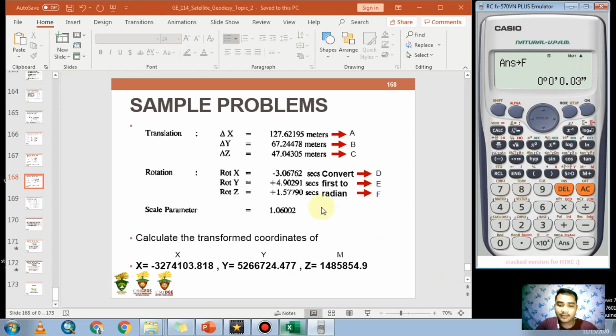Next is ang atong value nga gusto i-transform. Ato siyang i-store sa X, Y, and M. For X, we have negative 3274,103.818.